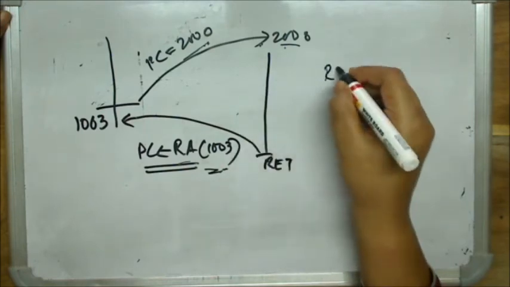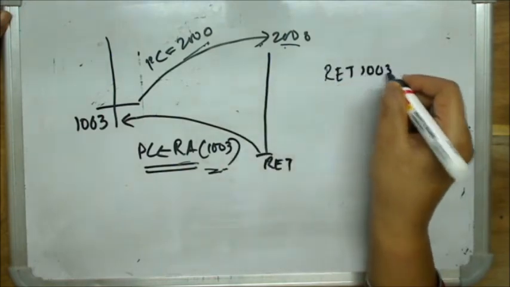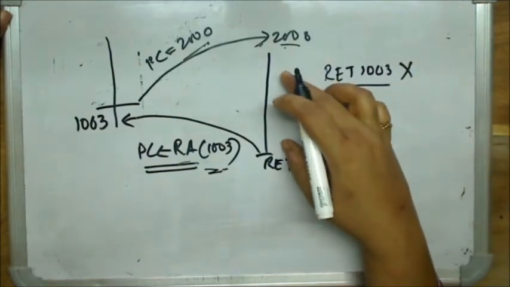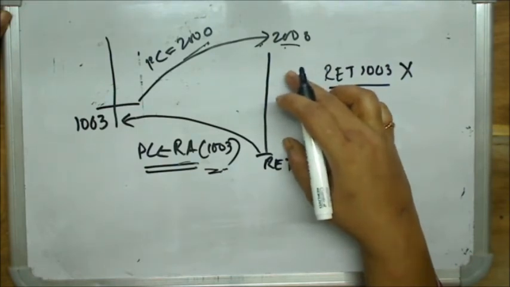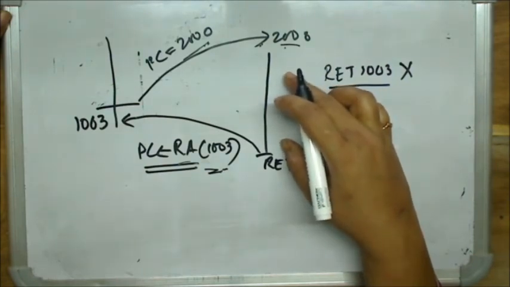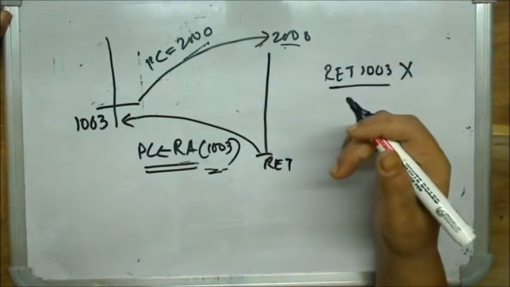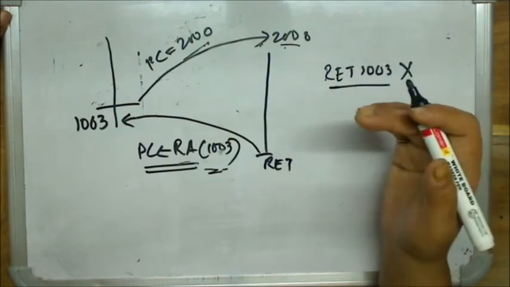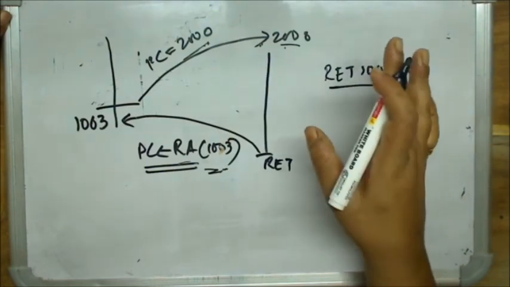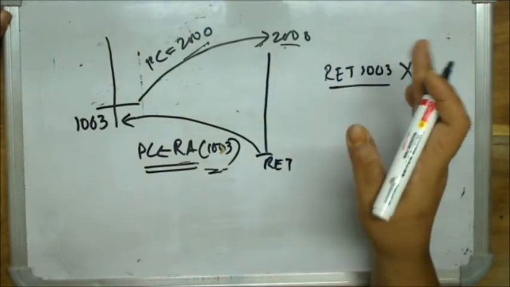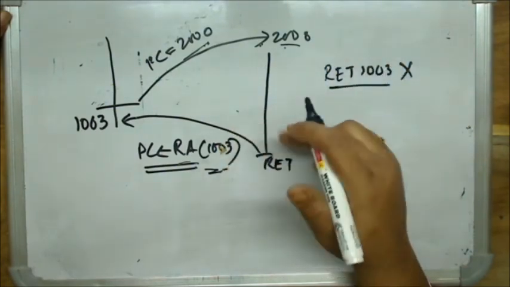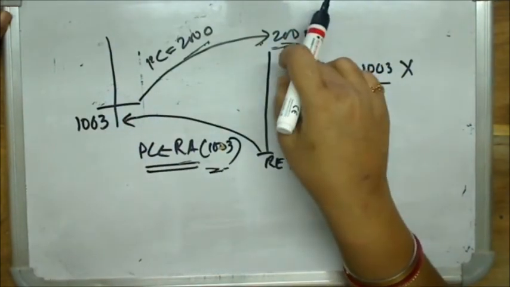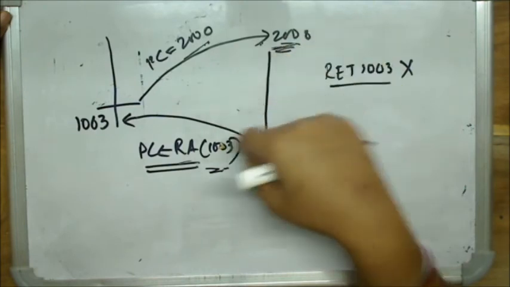Now, you cannot write return 1003 because this is a subroutine. A subroutine is a function. So why do we write functions? So that they can be called from several places. Wherever you call the function from, the subroutine address has to be the same, right? You go to the same function, but you will not return to the same place.